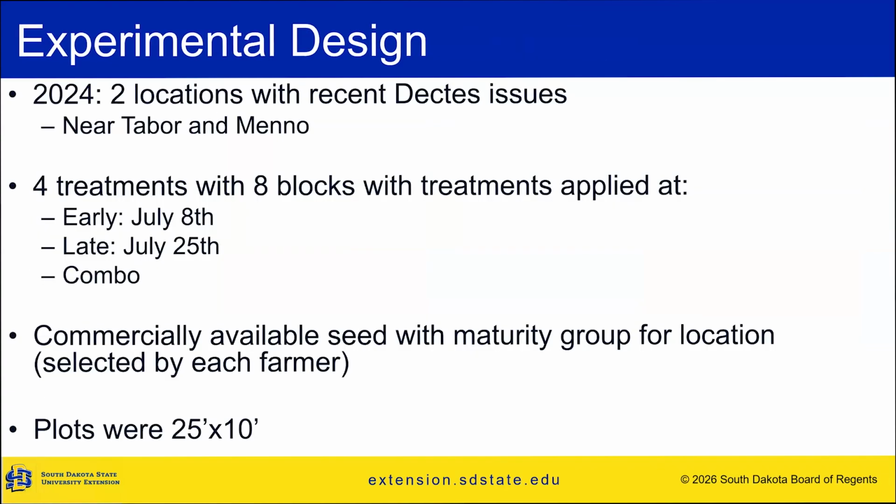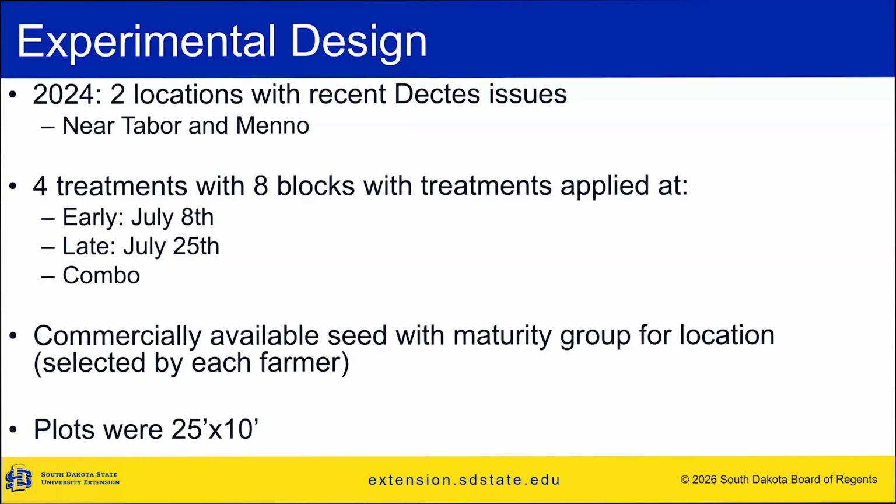And so I'm just going to show the 2024 data to keep things a little bit shorter. We had 2 locations, one near Tabor and one near Minnow. And at these, we had 4 treatments. The treatments were insecticides labeled for Dectes stem borer management in soybean here in the state. And we had 8 blocks, so essentially, we repeated each treatment 8 times.